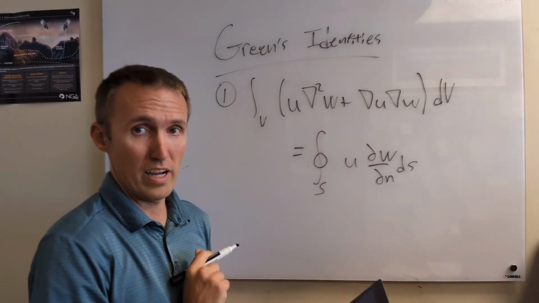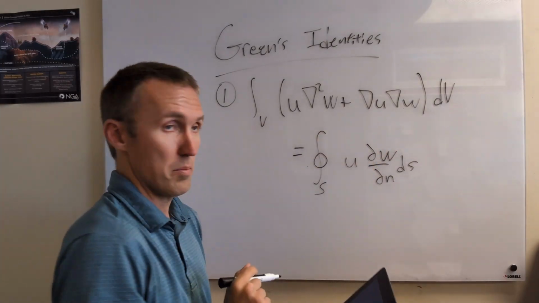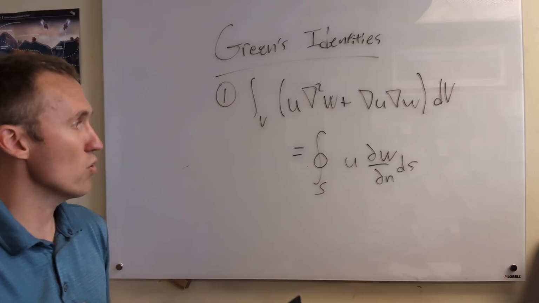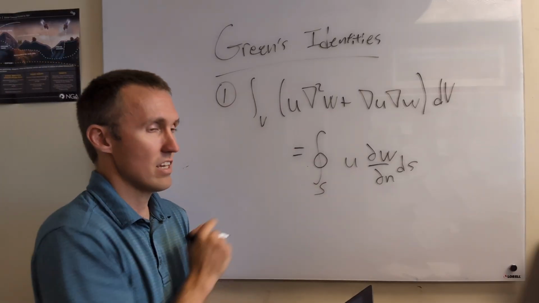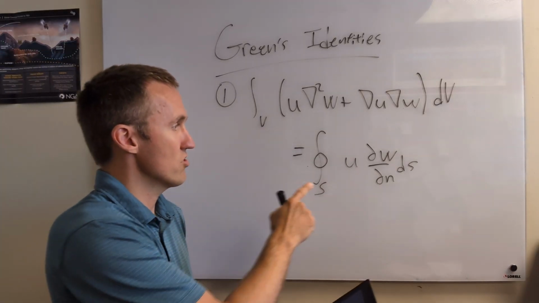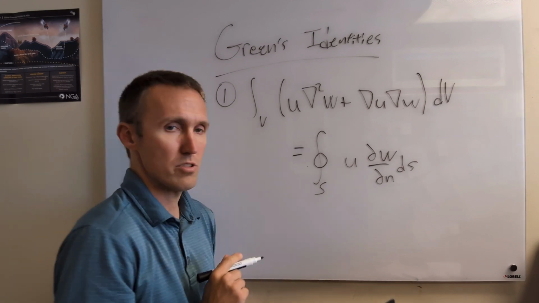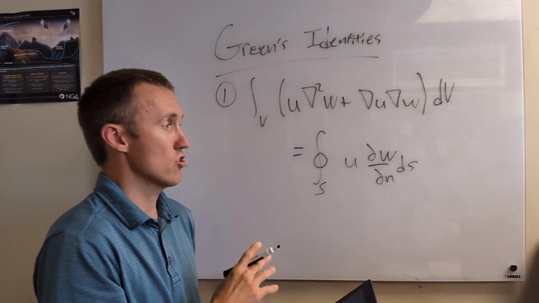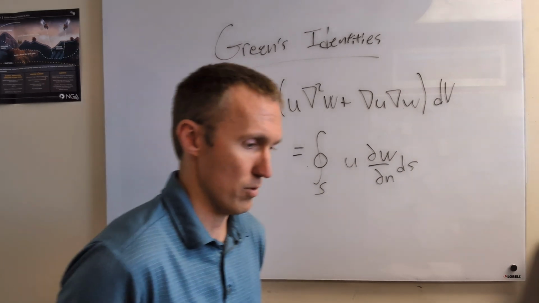plus gradient of u times the gradient of w, and we're going to integrate this over the whole volume, and then that's going to equal a surface integral of just u times the derivative of w with respect to n, and n is our unit normal.